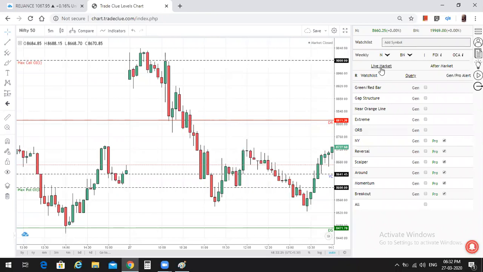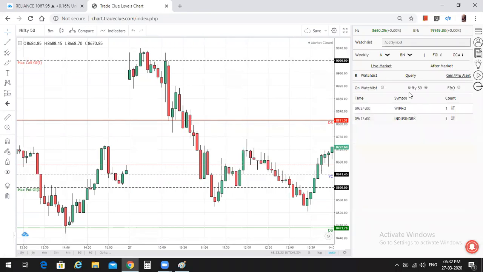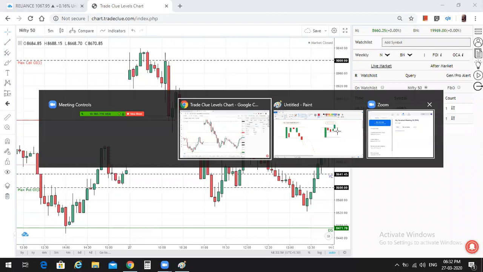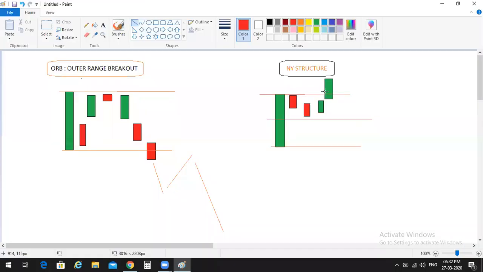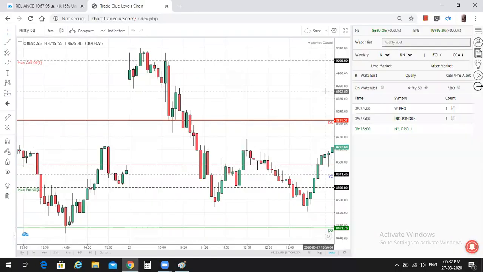Now in the live market query, it is already enabled, and let's go to the general alerts. In Nifty, I got two alerts today, and in the entire FNO, I've got so many alerts. Let's first look at Nifty. In Nifty, Wipro and IndusInd Bank, it's saying NY Pro. Okay, so NY Pro, we now know what is NY Pro. NY Pro is nothing but a structure like this. So we are clear what NY Pro is.